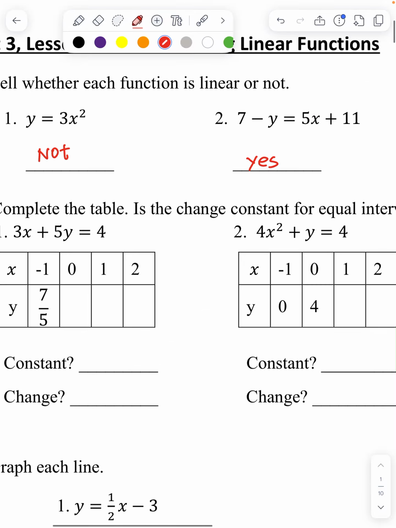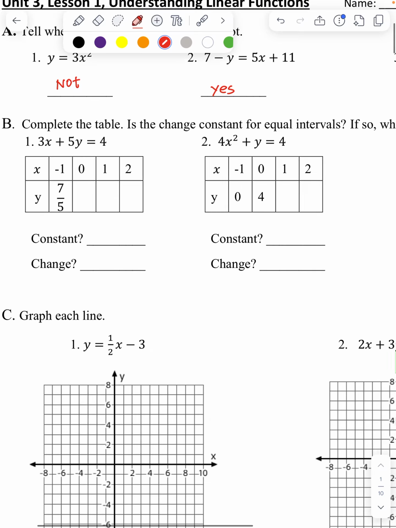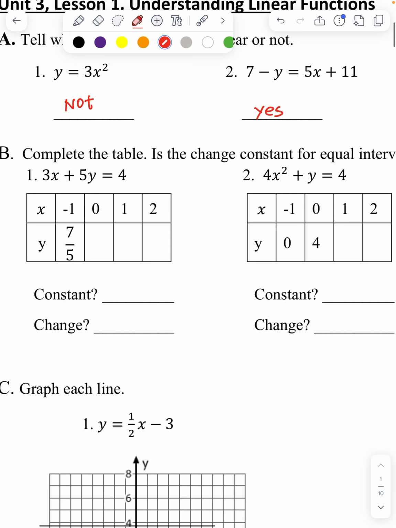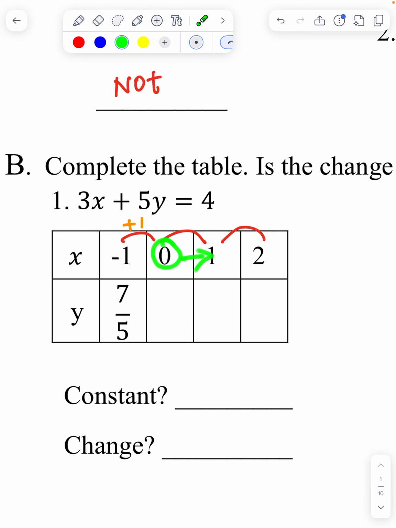Part B, complete the table. Is the change constant for equal intervals? If so, what's the change? Okay, we need to figure out the change of x and y from one number to the next, right? So let's do the first one. -1 becomes 0, we have to add 1. So the change is a positive 1. From 0 to 1, we still need to add 1. So the change is also add 1, right?